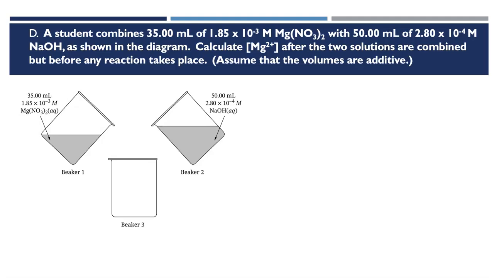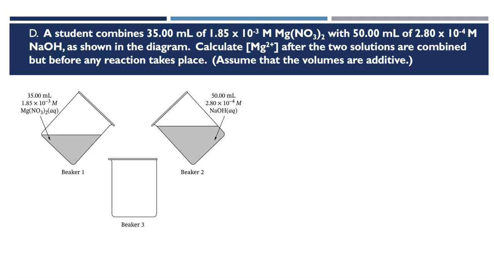So if we look at the diagram, beaker 1 has 35.00 milliliters of the 1.85 times 10 to the minus 3rd molar magnesium nitrate. It's really the magnesium ion that we care about here. And beaker 2 has 50.00 milliliters of 2.80 times 10 to the minus 4th molar sodium hydroxide. And it's really the hydroxide ion that we care about here. The other ions are spectators. And the implication is that we're pouring them both into beaker 3 and they're going to combine there.